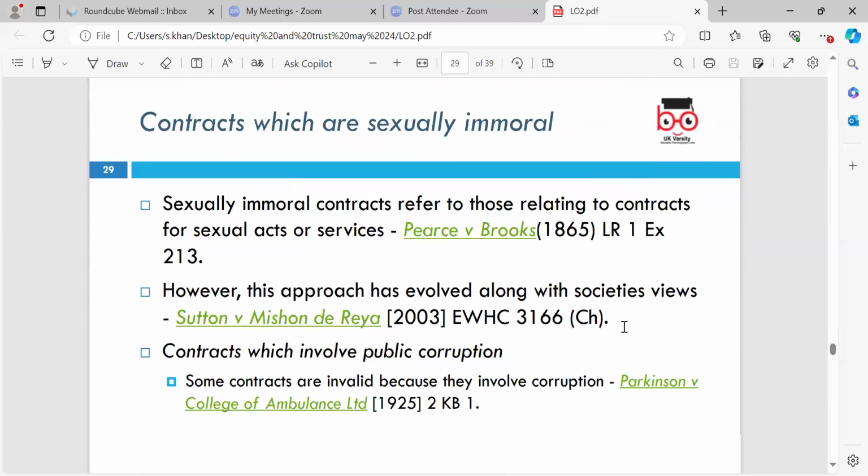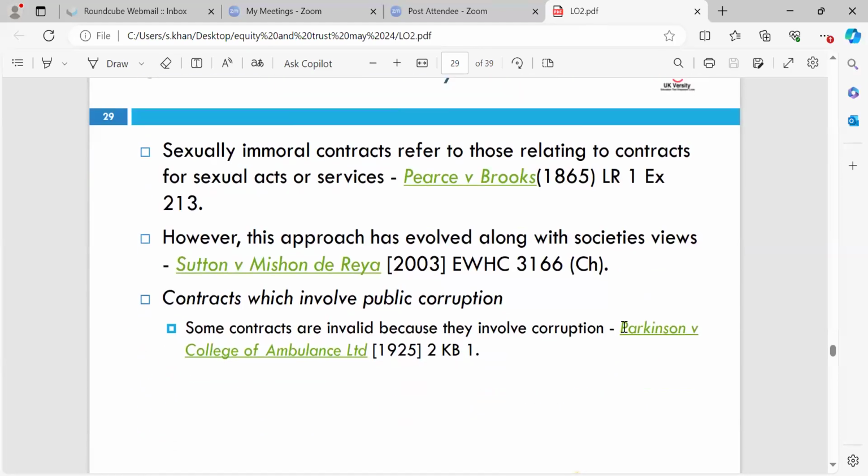Contracts which are sexually immoral. Sexually immoral contracts are those relating to contracts for sexual acts, as in the case of Pearce v Brooks. However, this approach has evolved along with society's view, as in the case of Armhouse v Sutton, 2003. In this case, the plaintiff, Sutton, was a male prostitute who entered into a sadomasochist relationship with Dill, a wealthy Swedish businessman.